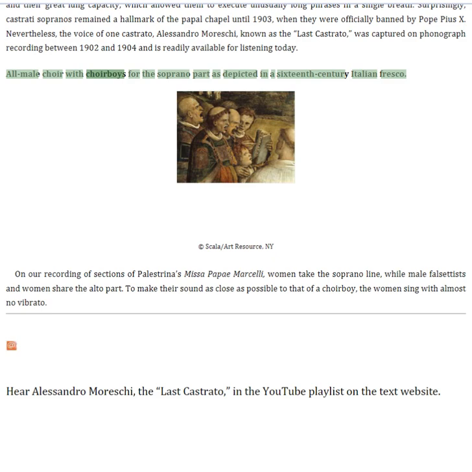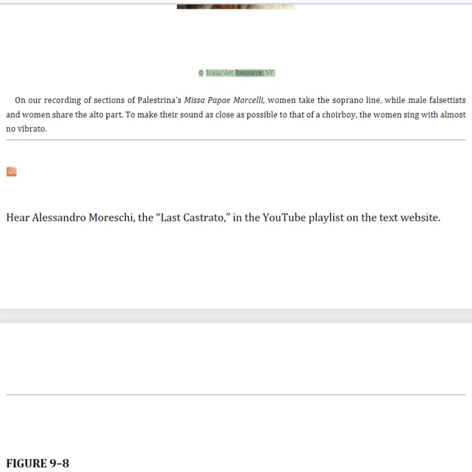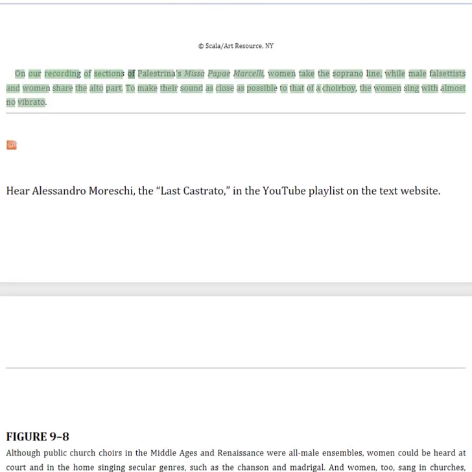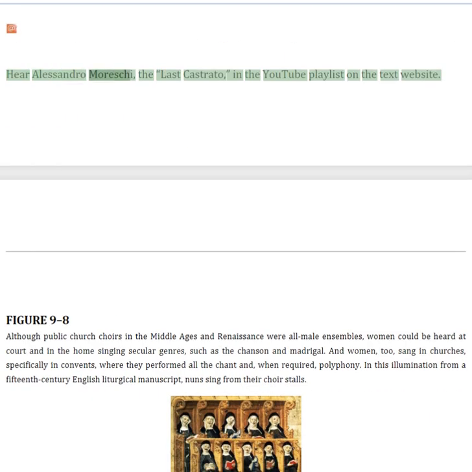All-male choir with choir boys for the soprano part as depicted in a 16th-century Italian fresco. Copyright Scala Art Resource, New York. On our recording of sections of Palestrina's Missa Papae Marcelli, women take the soprano line, while male falsettists and women share the alto part. To make their sound as close as possible to that of a choir boy, the women sing with almost no vibrato. Hear Alessandro Morisci, the last castrato, in the YouTube playlist on the text website.